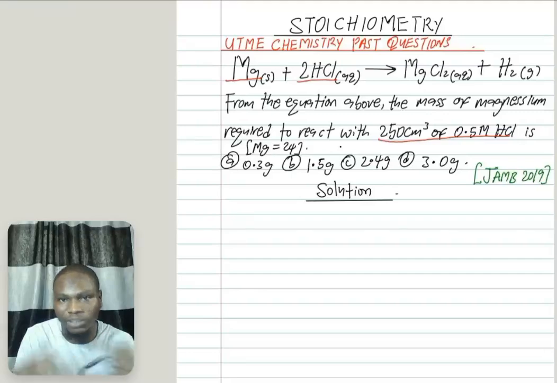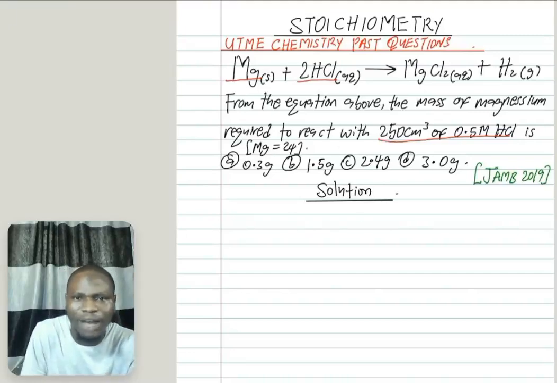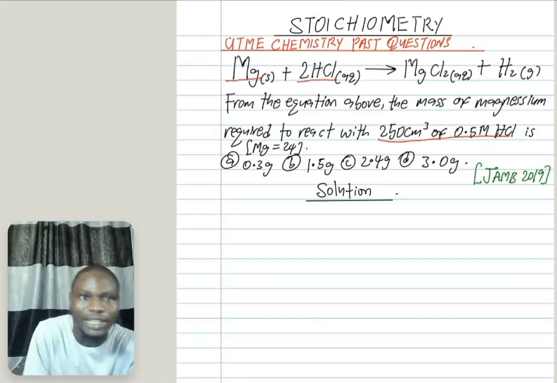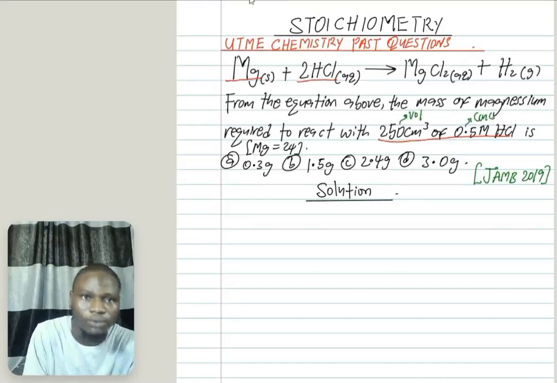Now, firstly, remember, I told you that here we solve by converting anything we have to mole. Assume we were given mass, we use mole equals mass over molar mass to convert it to mole. But look at what we have here. We have 250 centimeter cube, this volume, of 0.5 molar HCl. This 0.5 molar, remember, is concentration. And this one that I have here is what? Is volume. Are we together? Good.